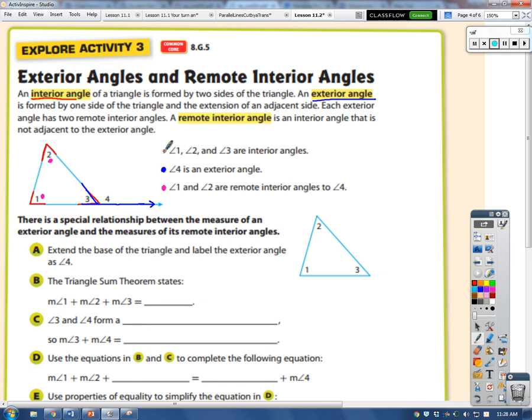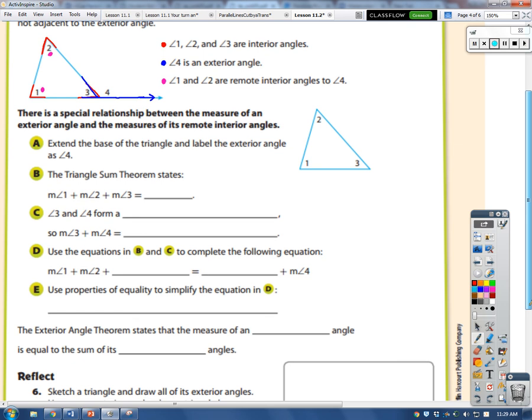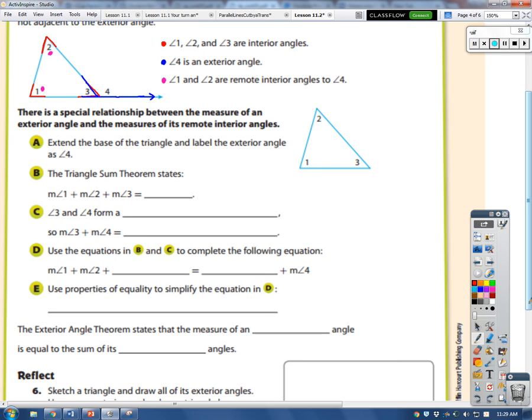And there we go. So what we're going to do is take a look at the special relationship between the measure of an exterior angle and the measure of its remote interior angles. As part A is asking us to do, we extend the base of the triangle and label the exterior angle as angle 4. So we're going to extend this and name this angle 4.